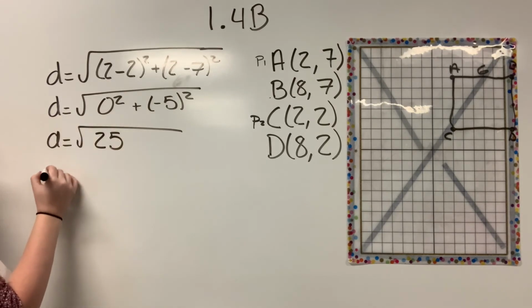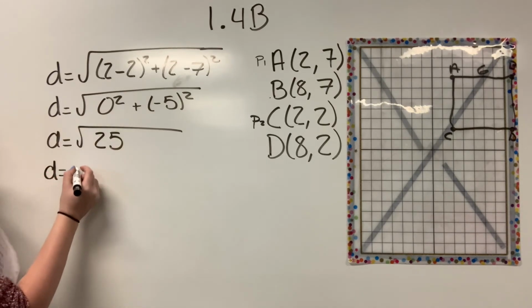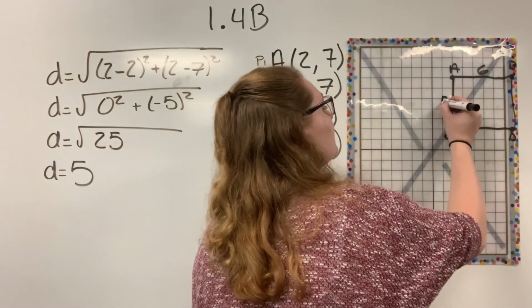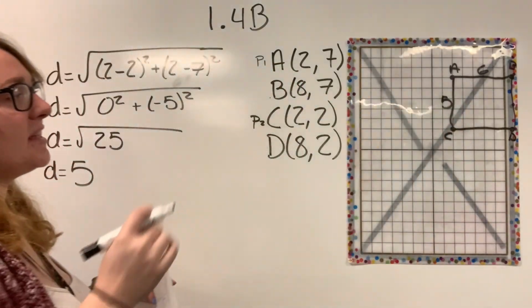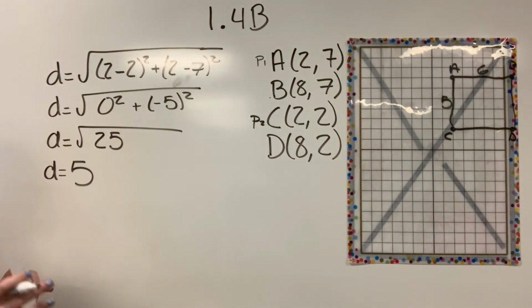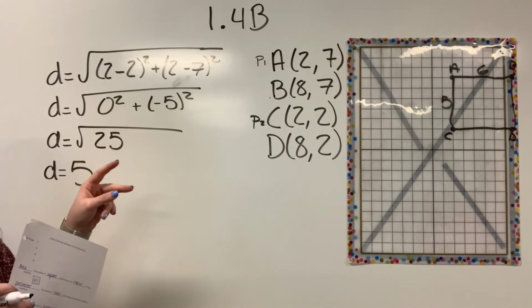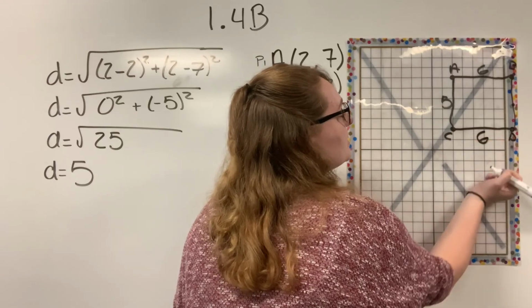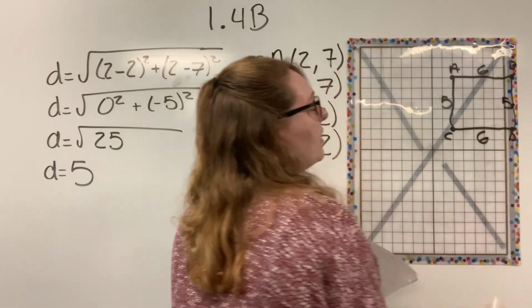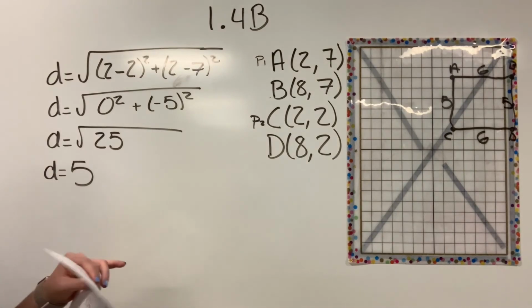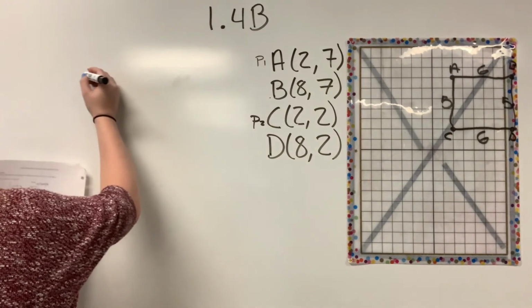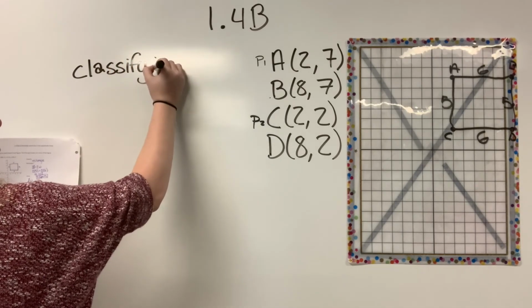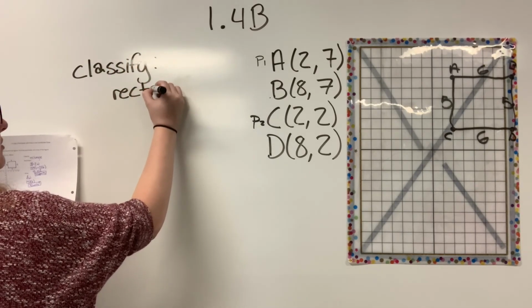The square root of 25, when we plug that into the calculator, gives you exactly 5. So we know that AC is 5 units, where A to B is 6 units. Since those two are not equal, that means that this must be a rectangle. So that means this bottom one is a 6, and this side one over here is a 5. Okay, so we know that this is a rectangle. So if it asks us to classify it, all you write is it's a rectangle.